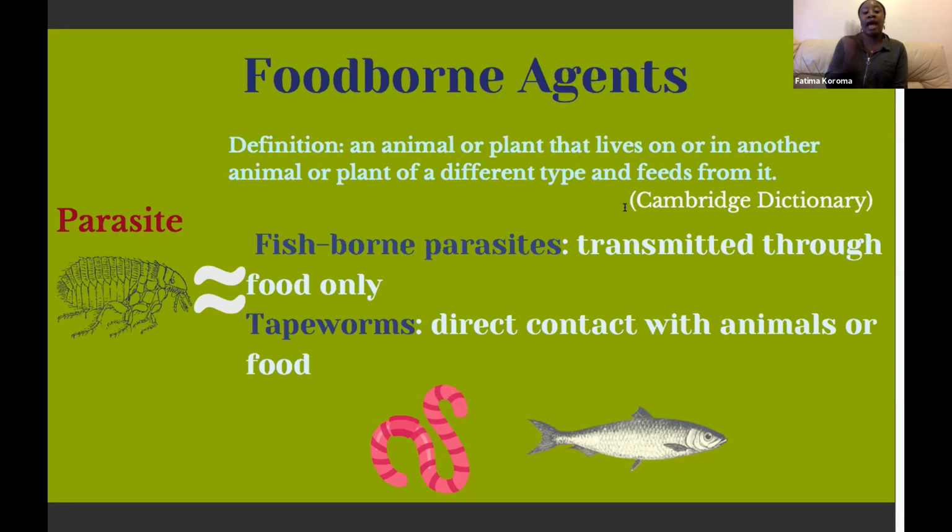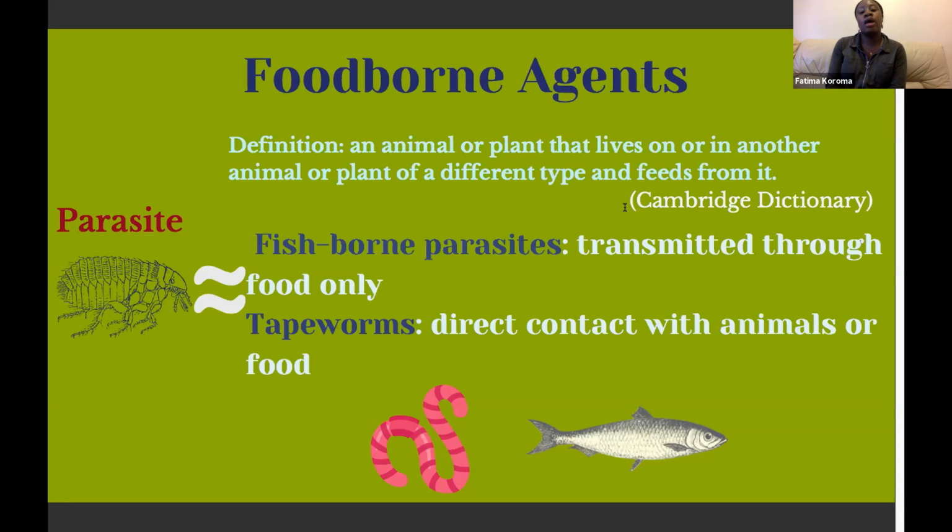So when they contaminate food, for example, the most common is the fish-borne parasite. So fish get parasites, and these can infect people if they eat them. They are only transmitted through the food we eat. If they are already inside the fish, and you eat it without cooking it properly, you become sick. The other one now is tapeworm.